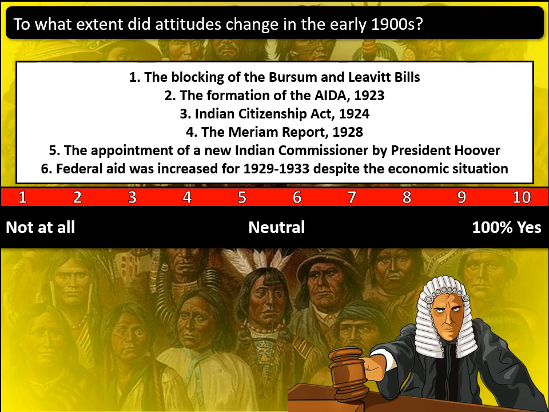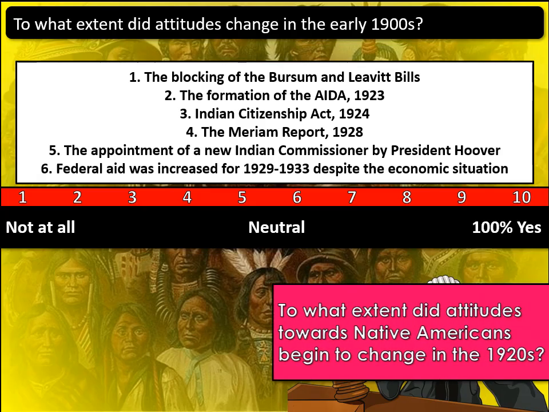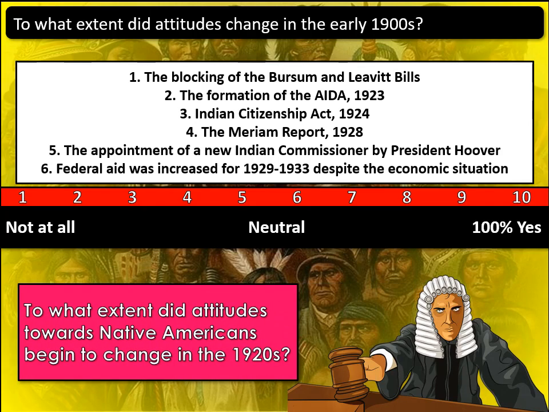What I'd like you to do is think about a scale of 1 to 10. 1 being attitudes have not changed at all. 10 being, yes, attitudes have completely changed. I would like you to avoid numbers 5 and 6. I don't want you sitting on the fence here. What I'd like you to do to finish is choose a number and simply justify it. To what extent did attitudes towards Native Americans begin to change in the 1920s or around the 1900s?